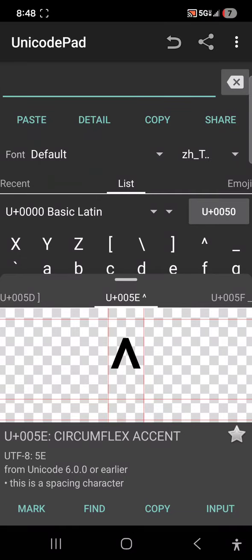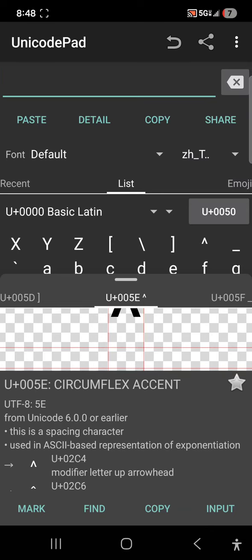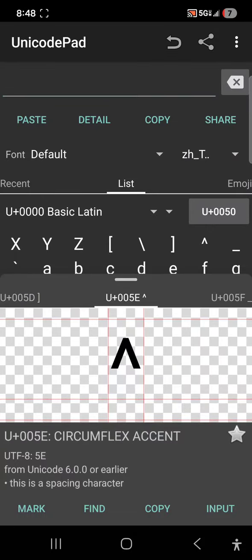This is the circumflex accent. Also commonly mistaken for a carrot. It is the first accent in this series. It is a spacing character and is also used in ASCII-based representation of exponentiation.